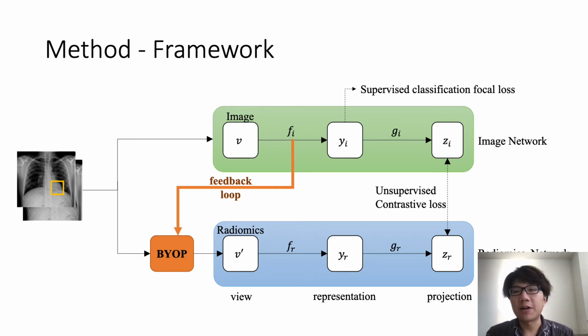This is the framework overview. During training, given a set of images, very few images have annotations. Our framework provides 2 views, the image view and the radiomics features. The radiomics features are generated by the BYOP module, which will be explained later.